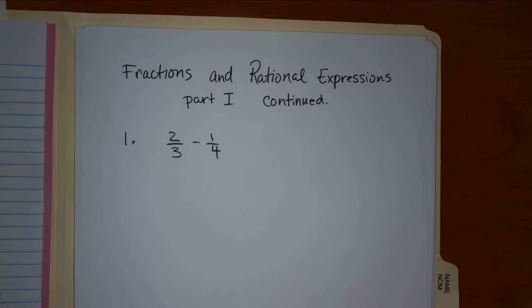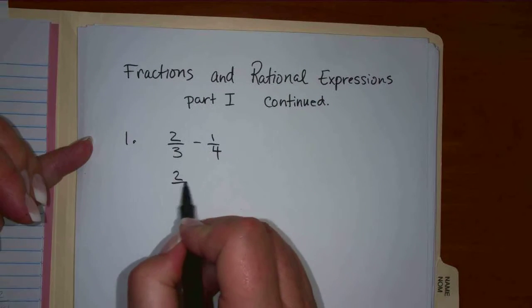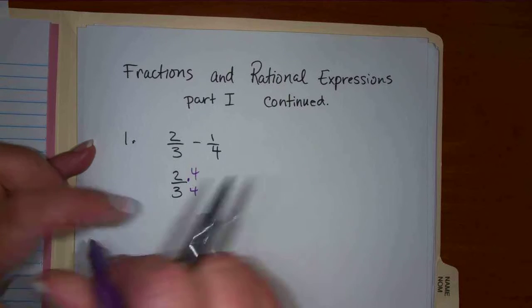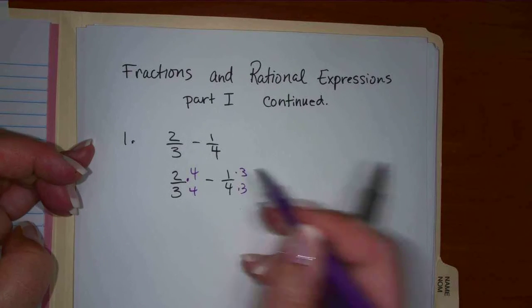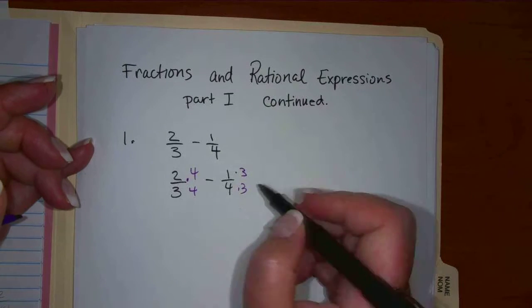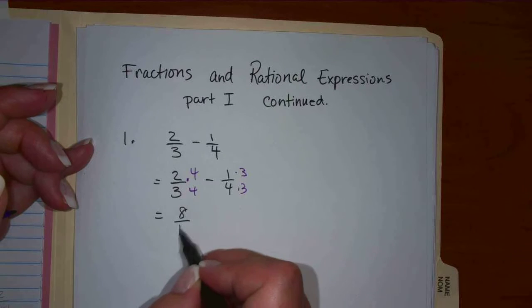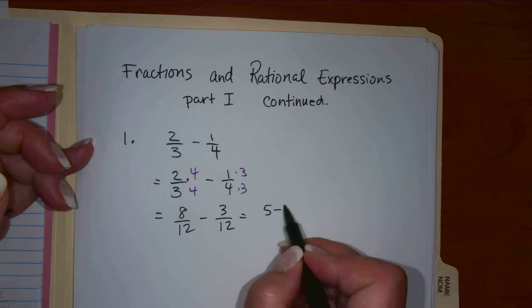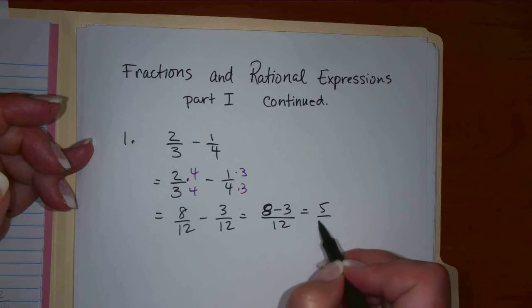Okay, so what's the common denominator? 12. You multiply, it's 3 times 4, so we take our first one and times it by 4 over 4, and our second one times by 3 over 3, so then they're both 12 on the bottom. Multiply the top: it's 8 over 12, minus 1 times 3 is 3 over 12, and then we subtract. 8 minus 3 is 5 over 12.